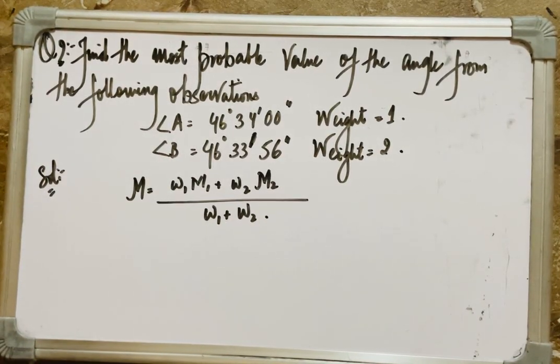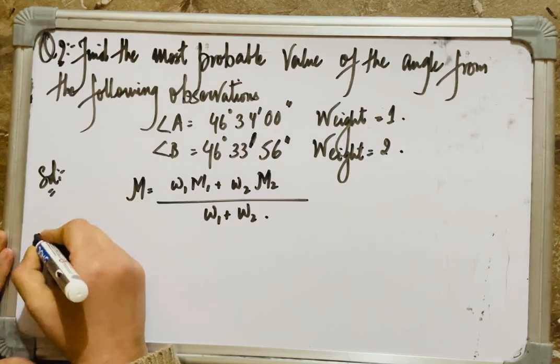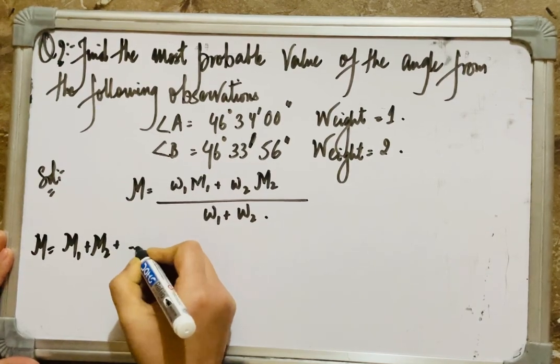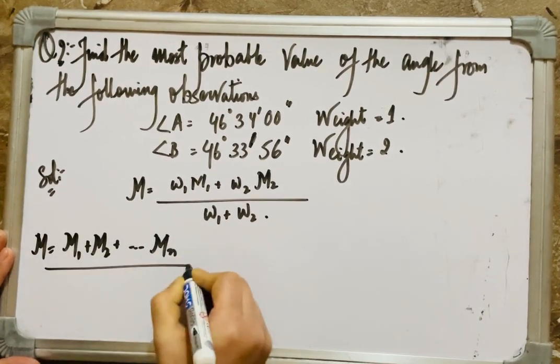All right. So this is a general expression by which we calculate this. It is given by M is equal to W1 M1 plus M2 W2 divided by W1 plus W2. Because in observations of equal weight, the most probable values of the observed quantities can be obtained by the theory of least squares. That is, M is equal to M1 plus M2 plus so on up till Mn divided by N.